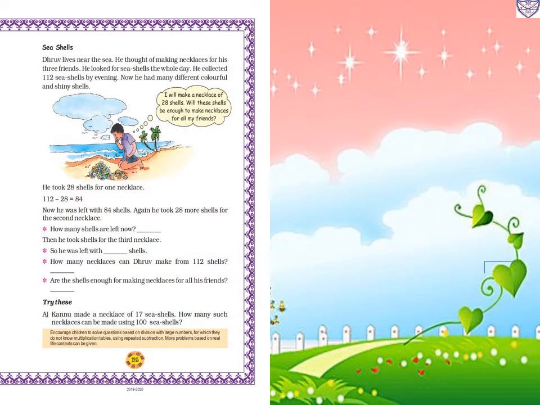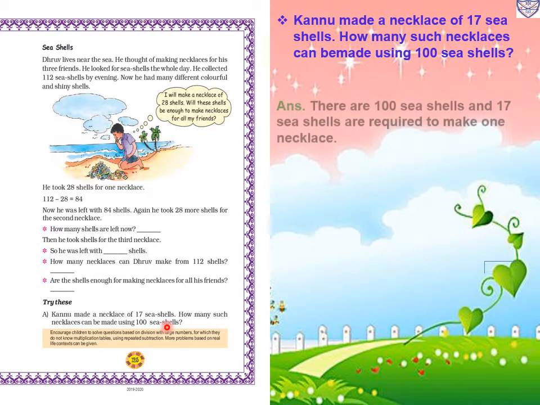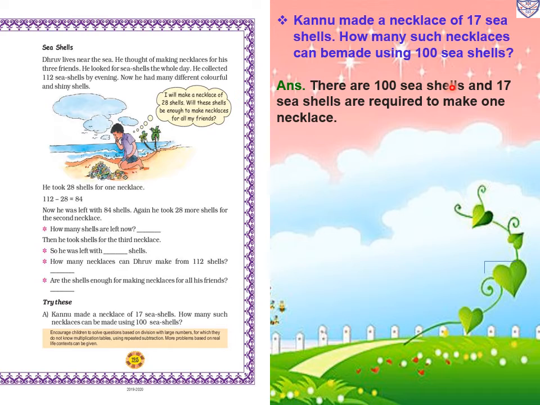Now same page, page number 125. Try this. Kanu made a necklace of 17 seashells. How many such necklaces can be made using 100 seashells? So how many seashells are there? 100, and 17 seashells are required to make one necklace. So how many necklaces can be made from this? So how will we find?